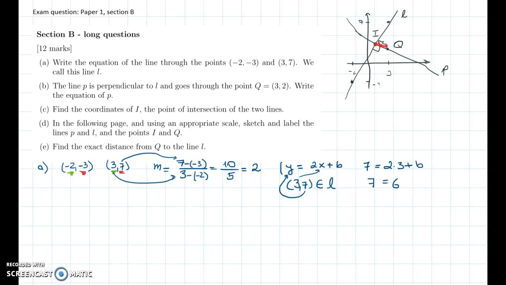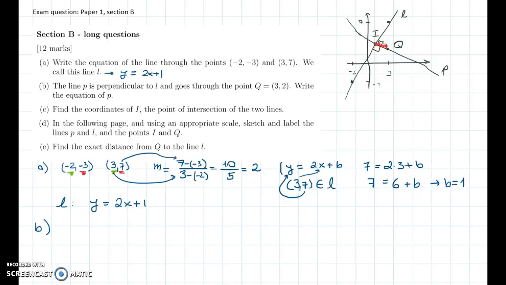So 7 is the same as 6 plus b. Then we know that b is equal to 1. And now we are ready to write that the line L has equation y equals 2x plus 1. And that was what was asked from us in part A, and I'm just going to write it over here because I may need to erase to get more space. So to keep track, let's keep here the equation of L.